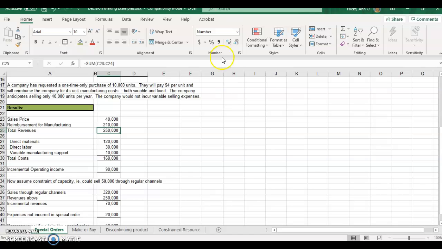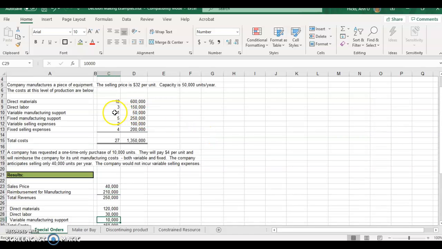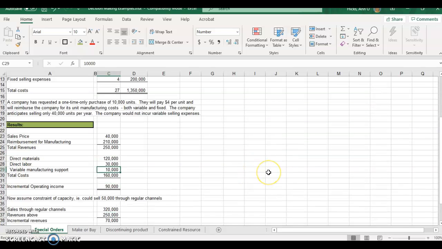$250,000. Our direct costs would consist of the materials and the labor, which would be the $12 in materials at 10,000 units, $3 in labor at 10,000 units, and then the variable manufacturing support, which would be the $1 at 10,000 units, for total costs of $160,000. Notice that I did not incorporate any fixed manufacturing costs into the analysis.